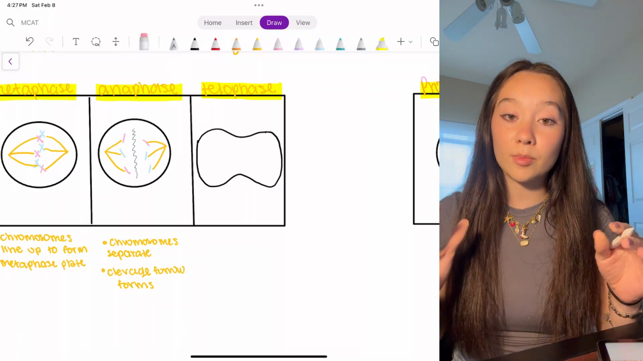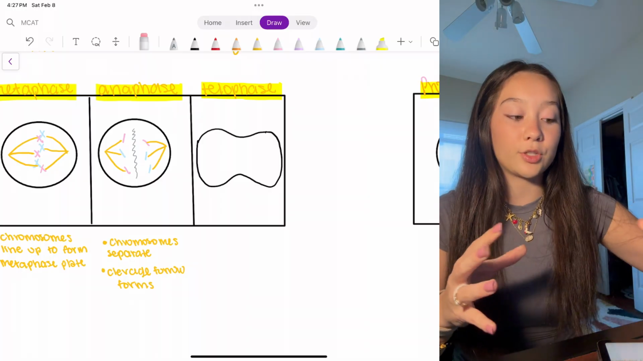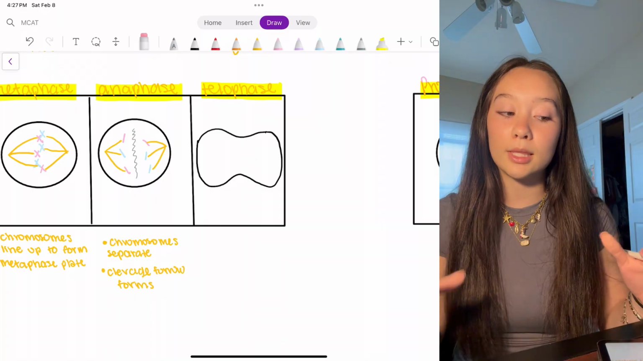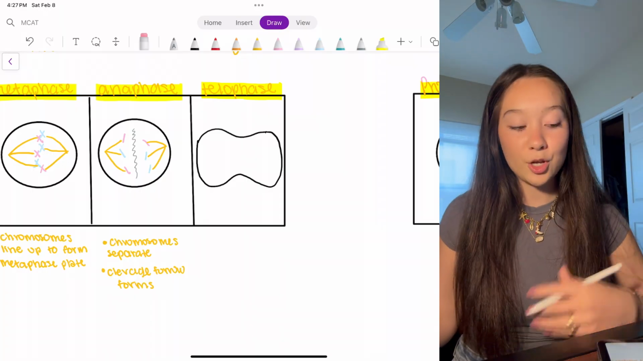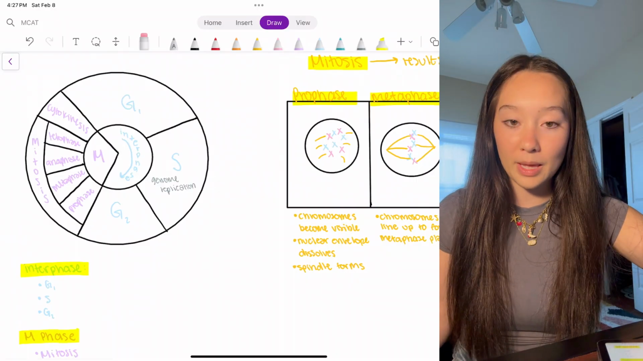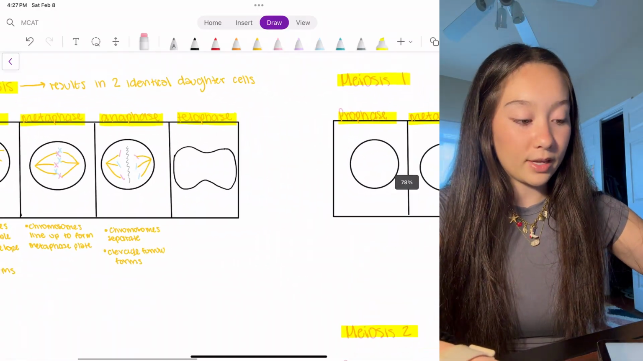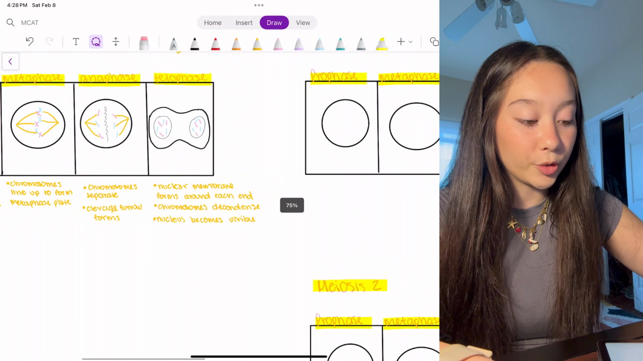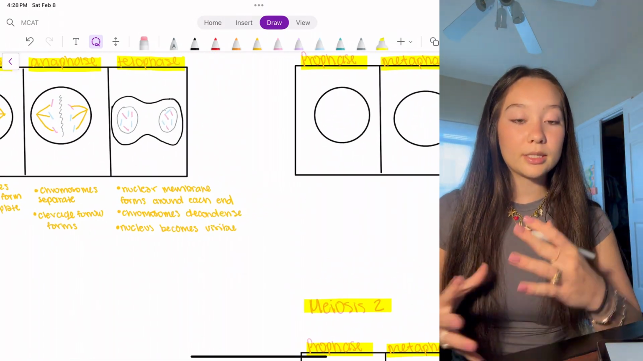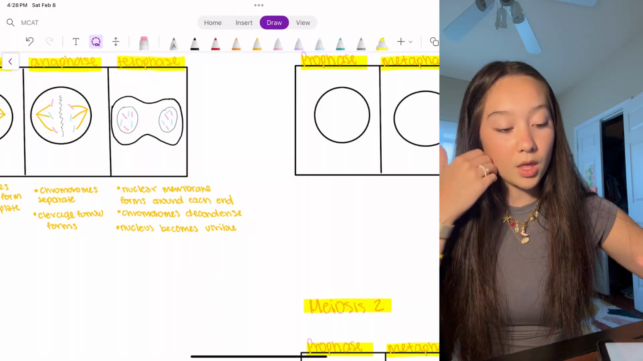Now, the cytoplasm is still intact here. As you can see, it's starting to pull apart, but the cytoplasm doesn't completely separate until cytokinesis, which, if you remember, was the second phase in our M phase. So let's go back to telophase. Telophase, like we said, nuclear membrane forms around each end, chromosomes decondense, nucleus is starting to become visible.